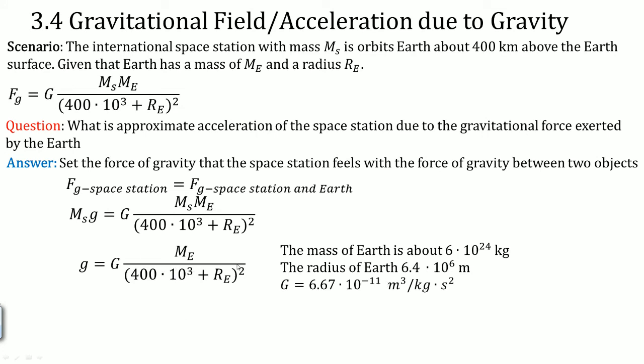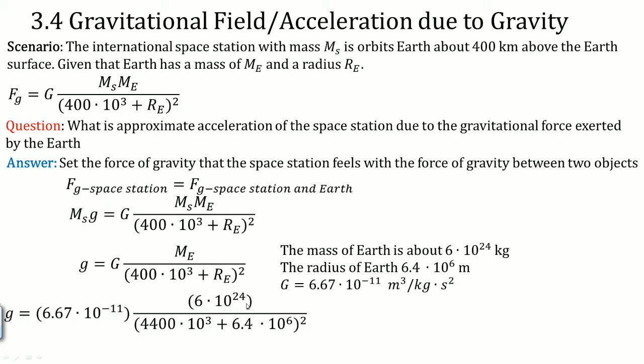This is the mass of the Earth, the radius of the Earth, and the gravitational constant here. Notice the gravitational constant here is in meters. That's why the 400 kilometers was converted to meters here. If you plug in the values here, you should get roughly 8.655 meters per second squared.